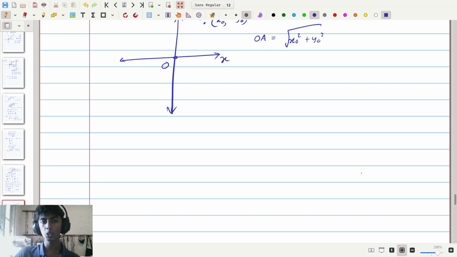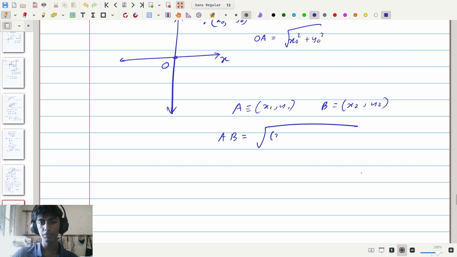Then we learned, given two points, how to find the distance between them. If A is x1, y1 and B is x2, y2, then the distance AB would be the square root of the difference of the x coordinates, x1 minus x2, squared, plus the difference of the y coordinates, y1 minus y2, squared. And we noted that it doesn't matter which order you subtract the two in, because we are squaring it anyway, so the difference will give us a positive number.